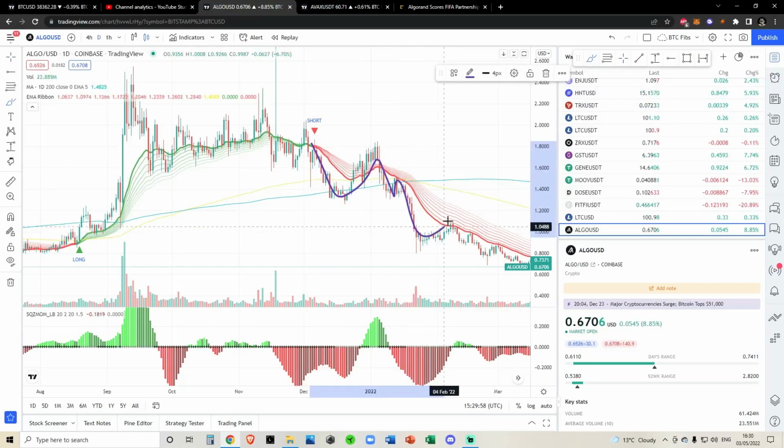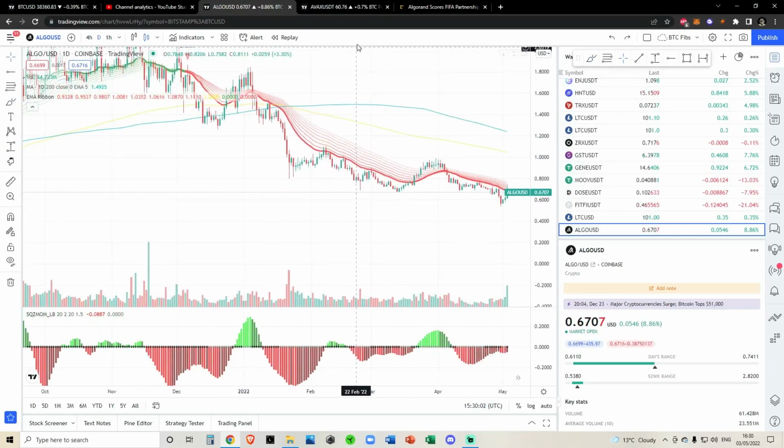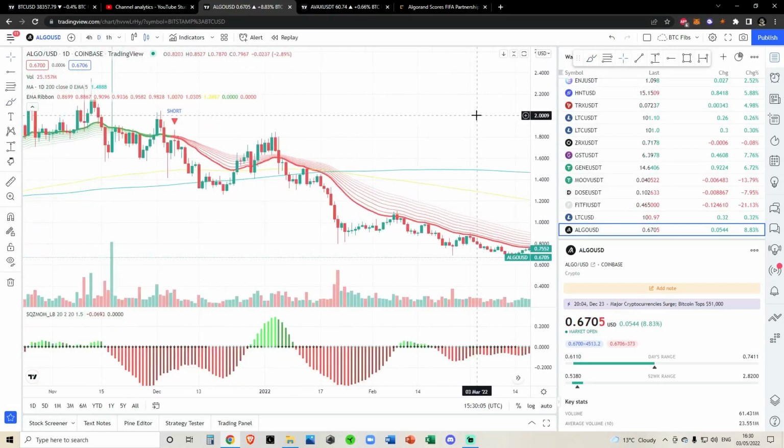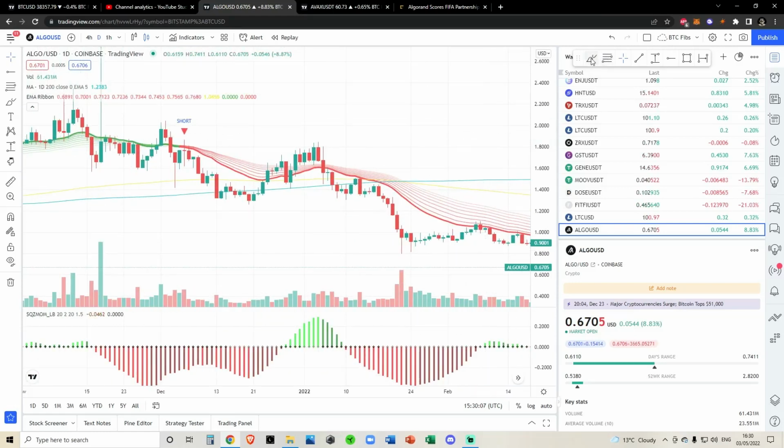We keep on getting rejected and we don't manage to flip them. Now, what am I looking for this bearish trend to end? Well, it's very simple. All I want to see is to hop above the daily EMA ribbons, backtest them, and then leave. That's all I want to see.